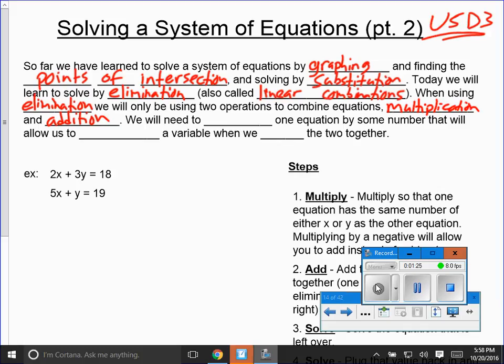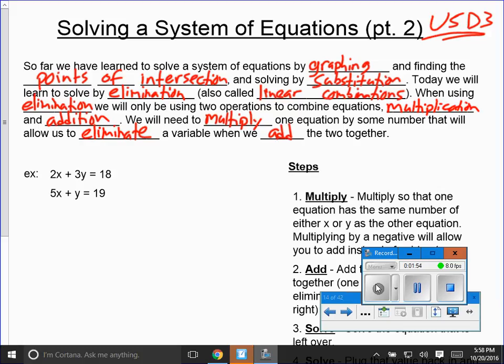So what we're going to try and do is multiply one equation. This is the big idea here. We're going to multiply one equation by some number that will allow us to eliminate a variable when we add the two together. That's why it's called elimination. We multiply an equation by some number that gives us the opposite number of a specific variable in each problem, and then that'll eliminate a variable when we add the two together.